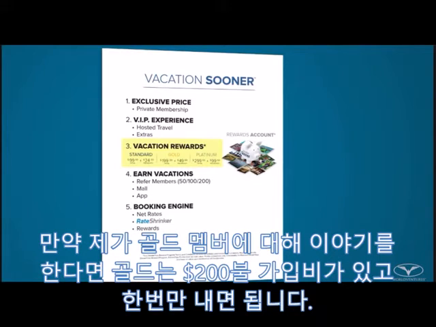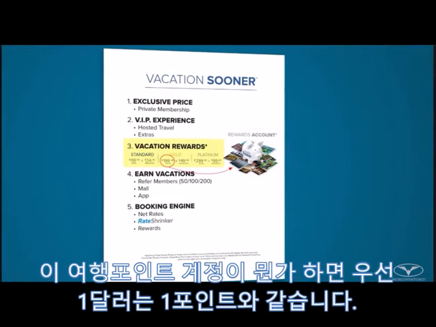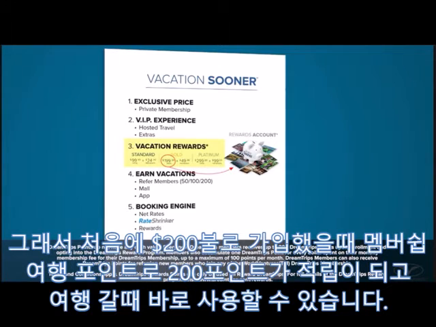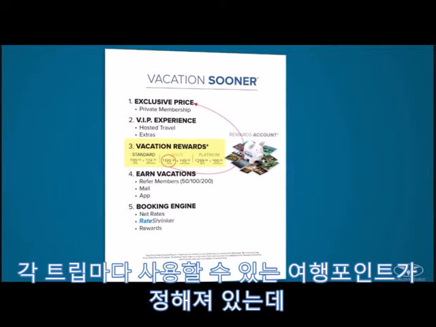If I talk about the gold membership here, it costs $200, or $199.99, and that is a one-time cost. What's interesting about that is we take that and turn it into a point system, and we move that over into what we call a rewards account. In that rewards account, 1 point and $1 are the same. So now you have 200 reward points in here. Those reward points can be reapplied back towards the price, which now lowers the price even more.